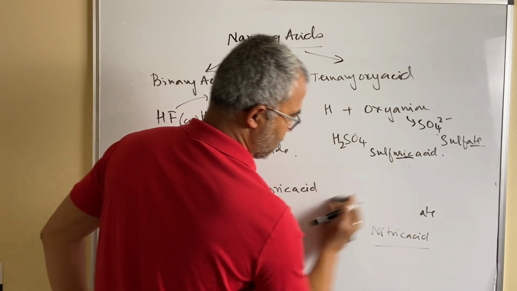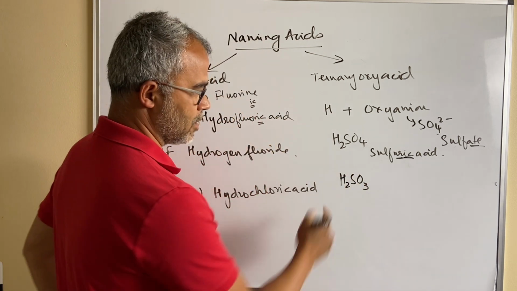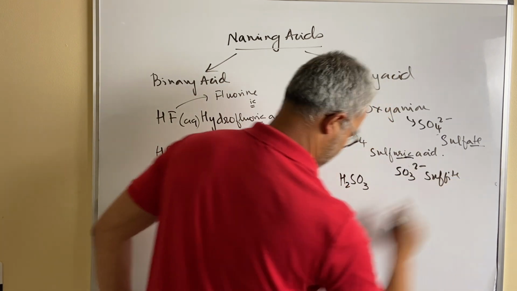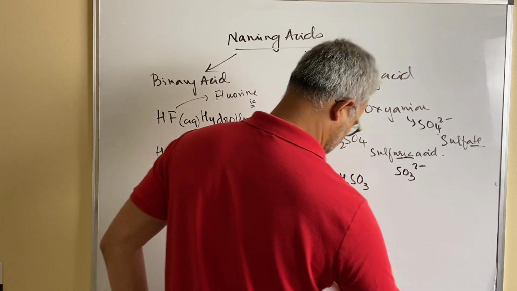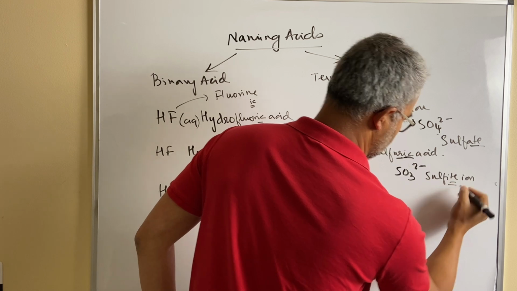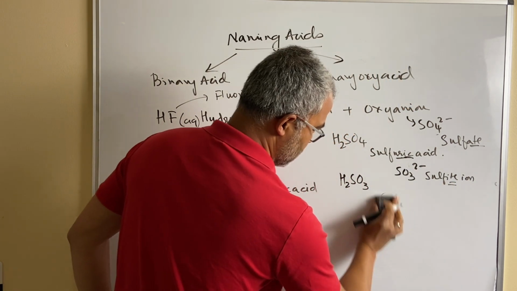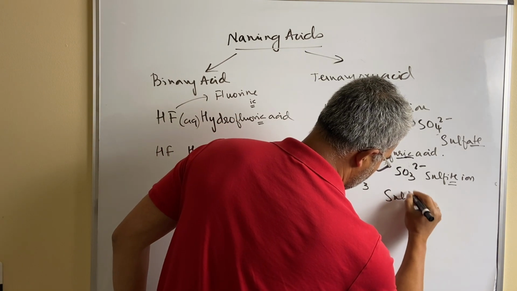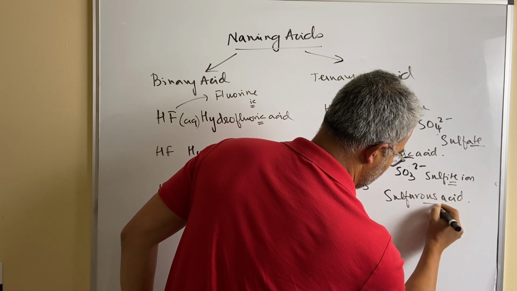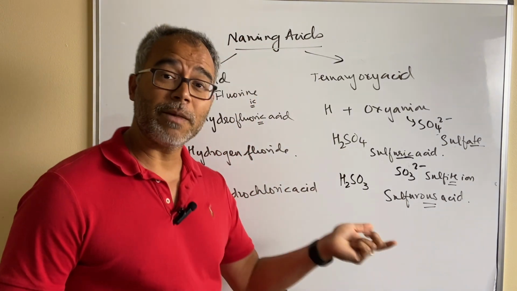So let me erase this. So let's say you had H2SO3. So that would come from a sulfite ion. Let me write that properly. When it's ITE, then the acid would be sulfurous acid, OUS. So ITE becomes OUS, and ATE becomes IC.